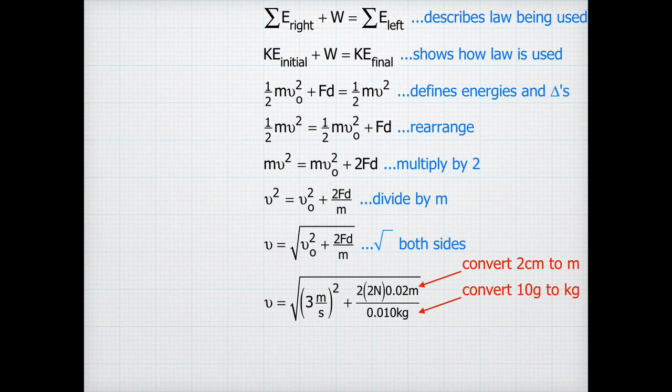Notice that I had to convert centimeters to meters and grams to kilograms. Do the math, and I get 8.49 meters per second.